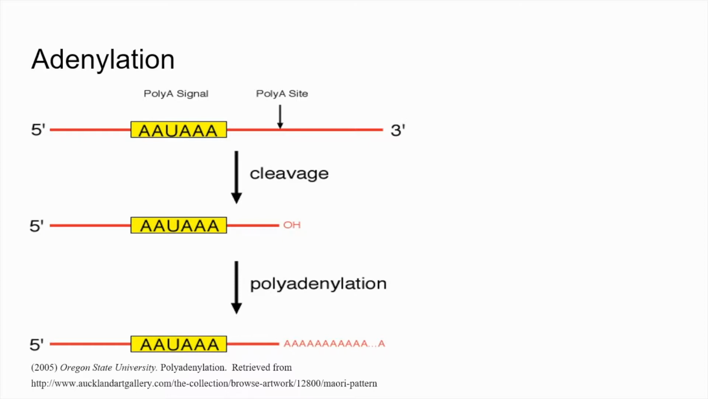Finally, mRNA transcripts are polyadenylated. So towards the end of the 3' UTR, there is a ribonucleotide sequence known as the polyA signal, and this calls for a downstream cleavage event of the mRNA at the polyA site. Then, at the site of cleavage, the enzyme polyA polymerase will come along and add a series of adenine nucleotides to the 3' end of the RNA transcript, and this is known as the polyA tail.